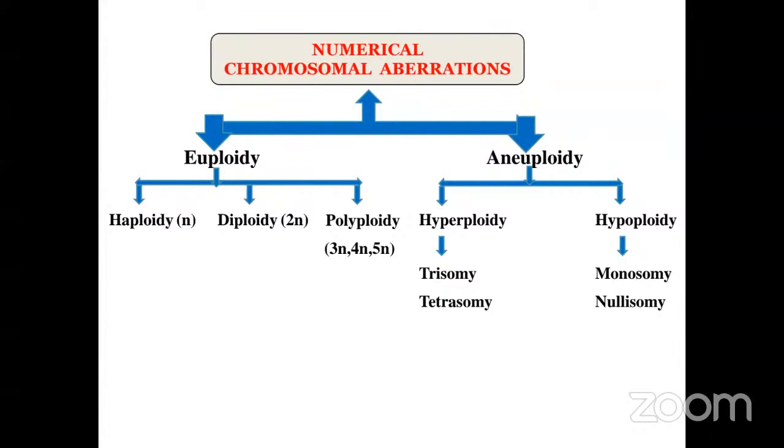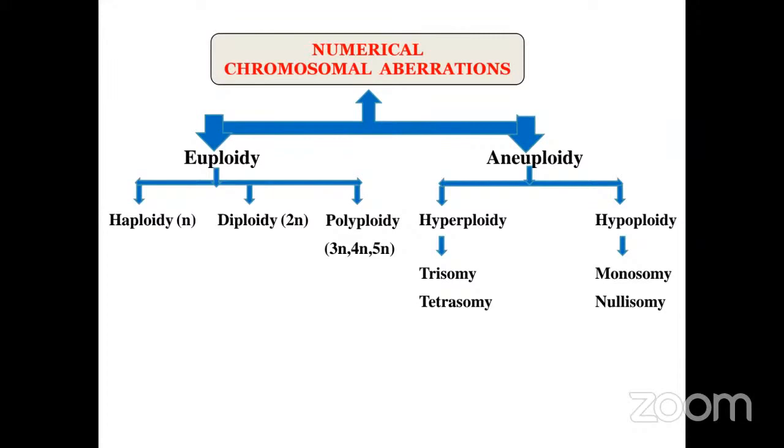Aneuploidy means, if there is one extra chromosome, like 2n plus 1. If rice has chromosome number 2n equal to 42, and instead of 42 you find 43, that means 2n plus 1, 42 plus 1. So 43 chromosomes, that condition is trisomy. If you find 44 instead of 42, the condition is 2n plus 2, that is tetrasomy.